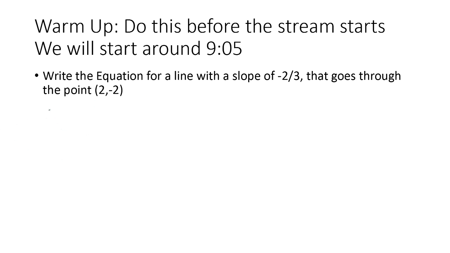We remember from yesterday that the equation of a line is y equals mx plus b, and we know that m is the same thing as our slope. So we can plug that in, and then we want to solve for b so we can find the whole equation. We plug in our y and our x to solve for b.